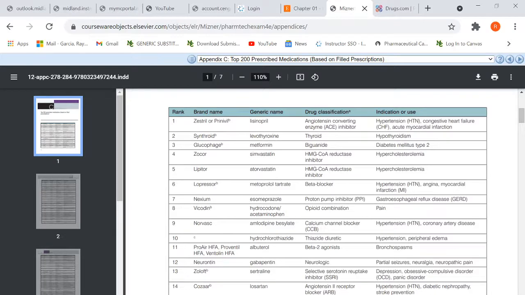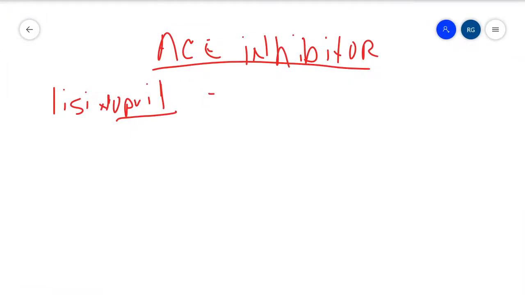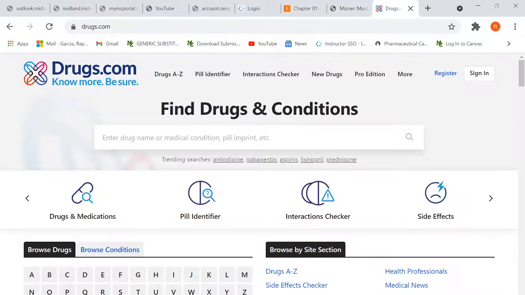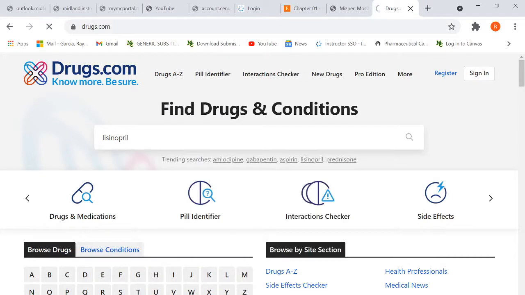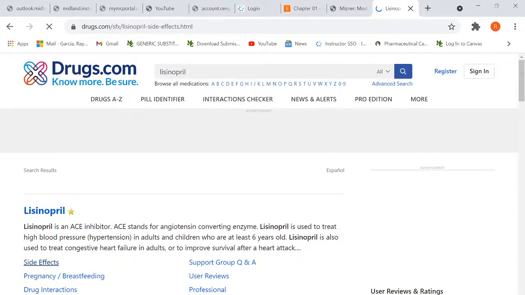So I'm going to use the abbreviations on the indications. So hypertension, congestive heart failure, and let's look at what kind of side effects this has. So I will open up drugs.com here and I'm going to put in this lisinopril. Just look for it. Let's see what kind of side effects it has.